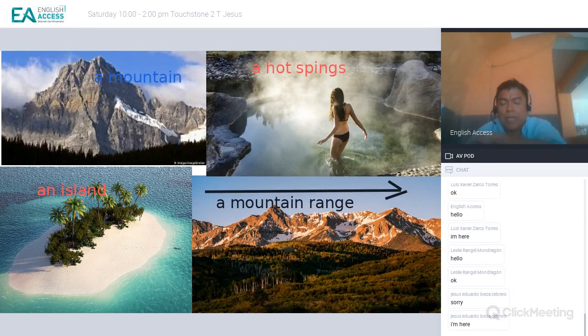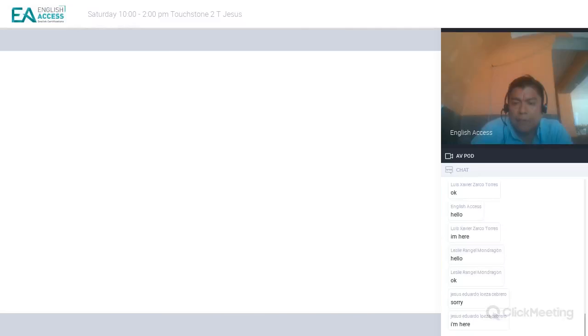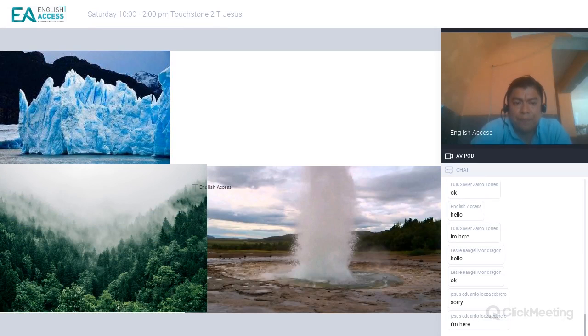A mountain range is a group of mountains. Hot springs is in plural, so no a. You can erase the a and just leave hot springs. With a is a singular. You can say a hot spring without the s. Yes, hot spring. Perfect. So we have a mountain, a hot spring, an island, a mountain range. Okay. Next, what do you see here?